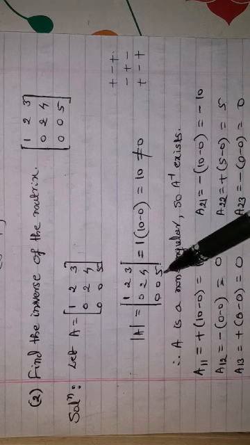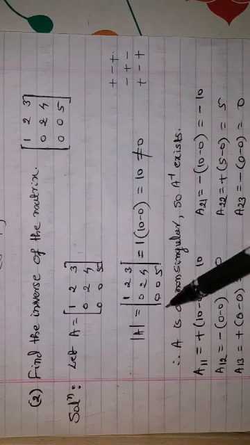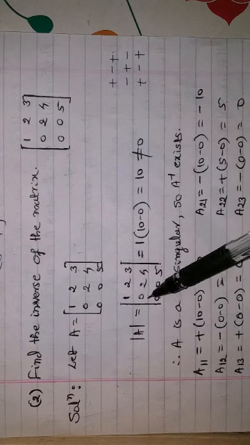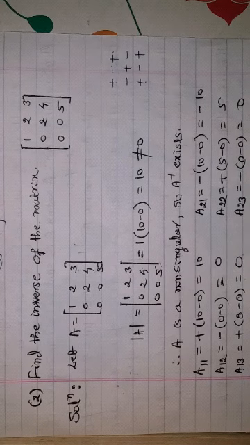Here A33, 5. So leave this one. 2 ones are 2, minus 0. That is 2, according to sign, plus.